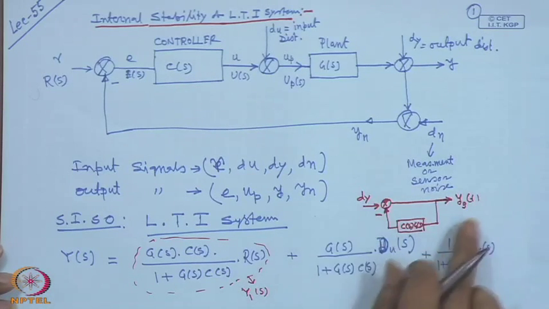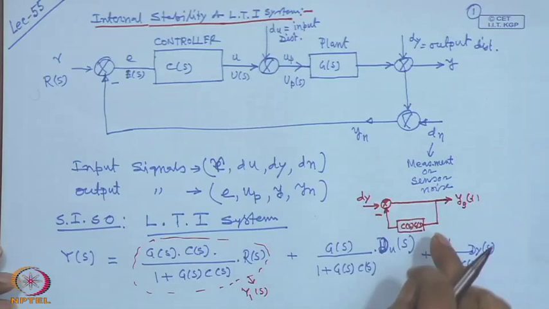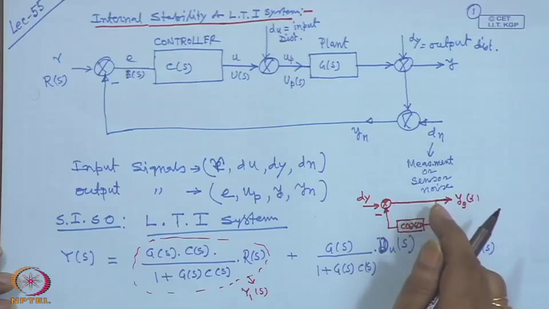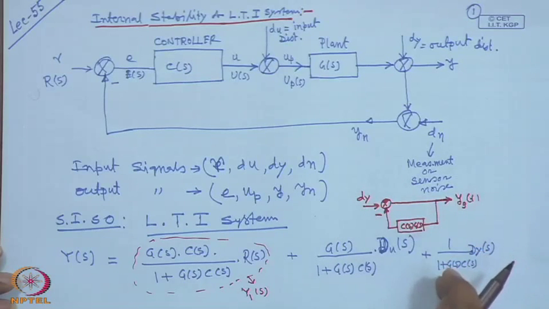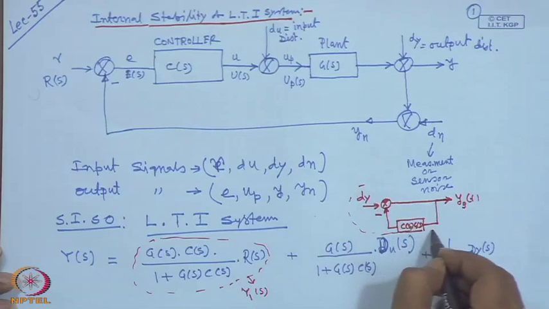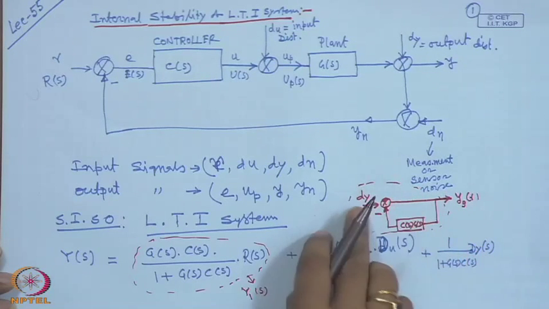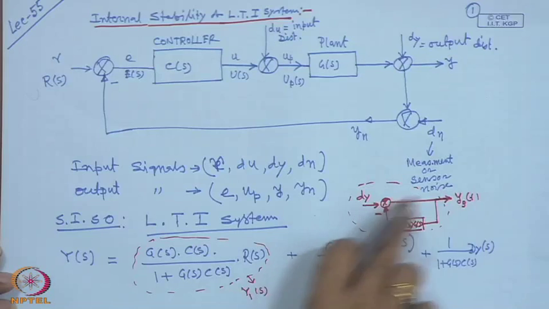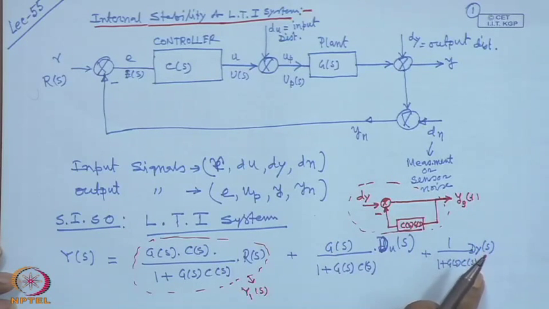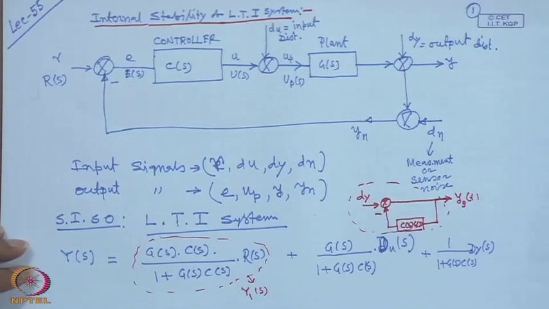Then what is the output here? This error signal is nothing but 1 by 1 plus G(s)C(s). Agree? This is a standard block diagram. So, you can find out the transformation between this and this. The forward path transformation is 1 and the feedback transformation is G(s)C(s). So, that we got.